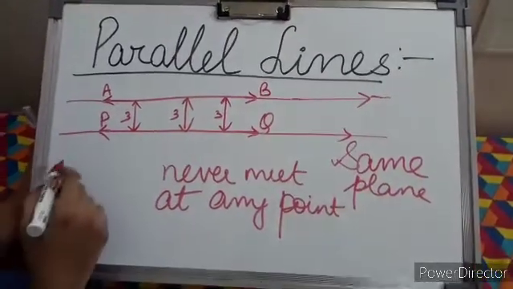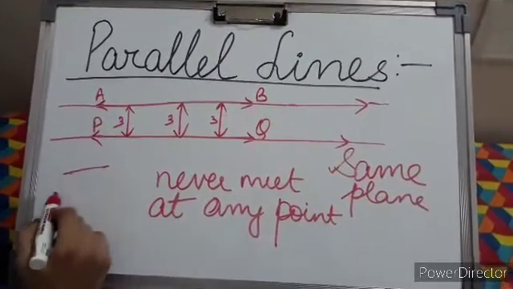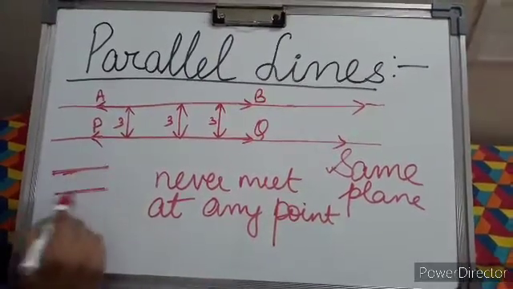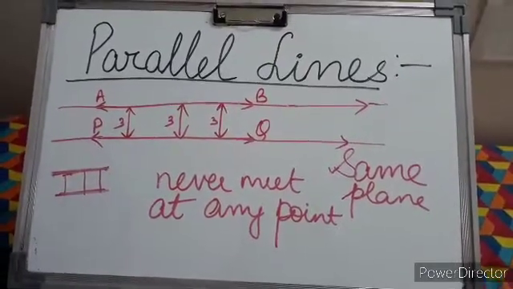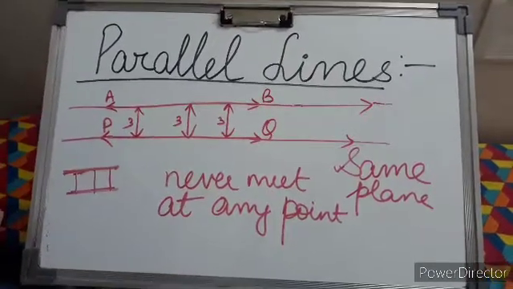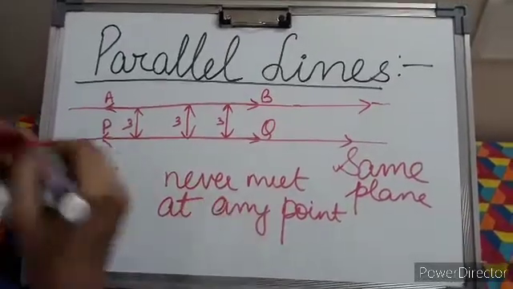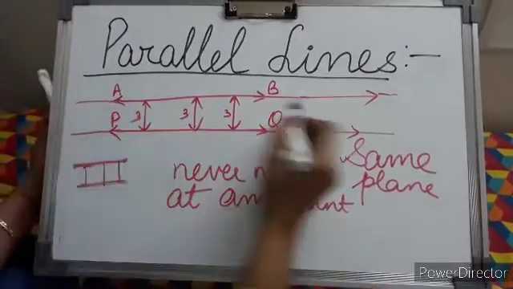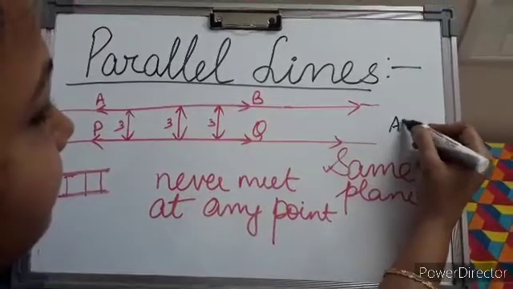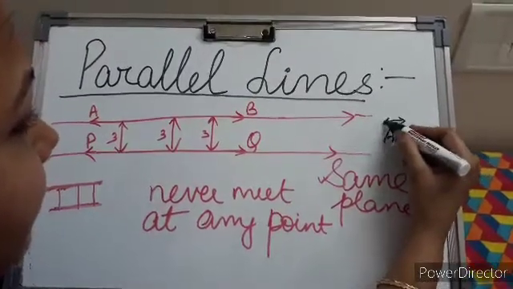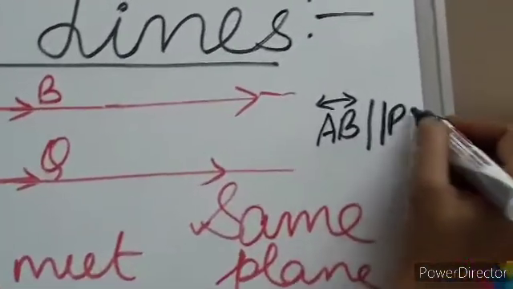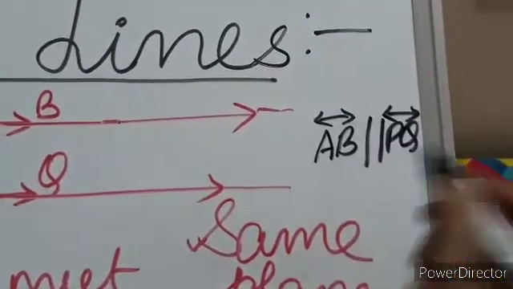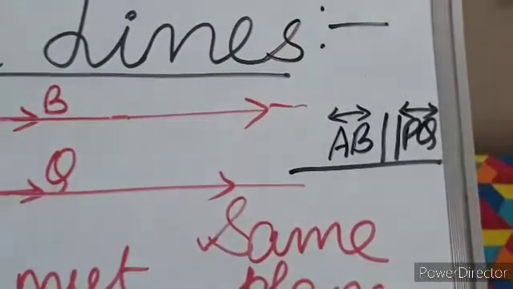The best example is the railway track. When the tracks are straight like this, they are parallel in shape. Now how do you represent parallel lines? How will you symbolize them? This is line AB, and this symbol means parallel to line PQ. So this is the way we represent parallel lines.